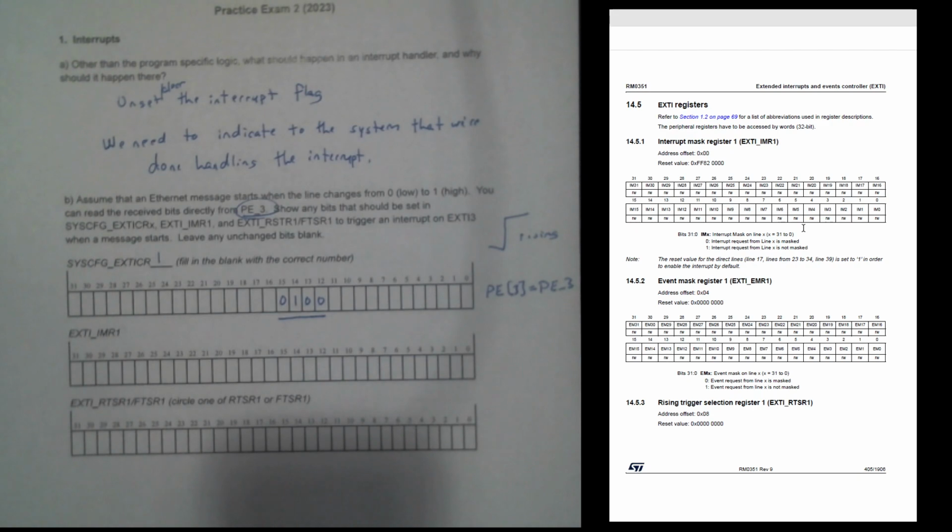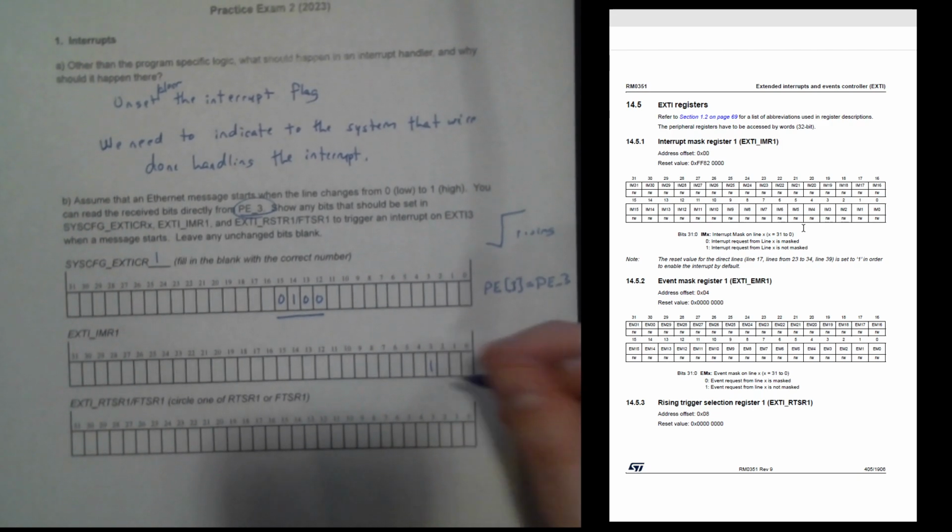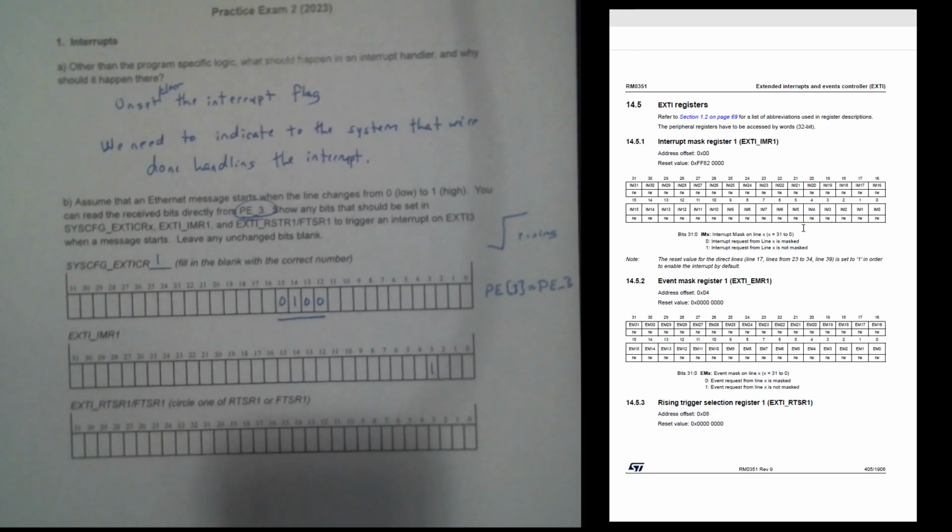And hopefully we know from doing a few examples with the external interrupts that what we're doing here is setting the same bit number as the EXTI number or the GPIO number. So since it's PE3, we're going to be setting bit 3 to a 1 here. And that means that we won't ignore this interrupt coming from EXTI3.